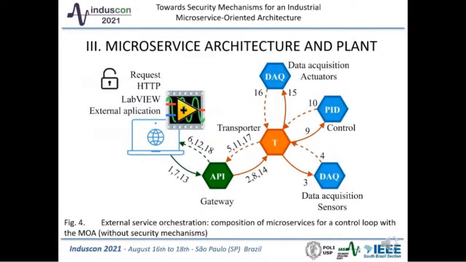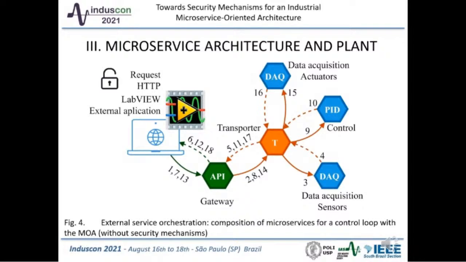This first architecture has no security mechanisms and was used in the industrial plant. The data acquisition DAC microservice is responsible for acquiring data from sensors and updating outputs to actuators. And the PID control microservice controls the process variable available in the industrial plant. It also receives controller inputs, parameters such as the controller gain. An external application was developed in LabVIEW for the orchestration of the microservices to control the pilot plant process.